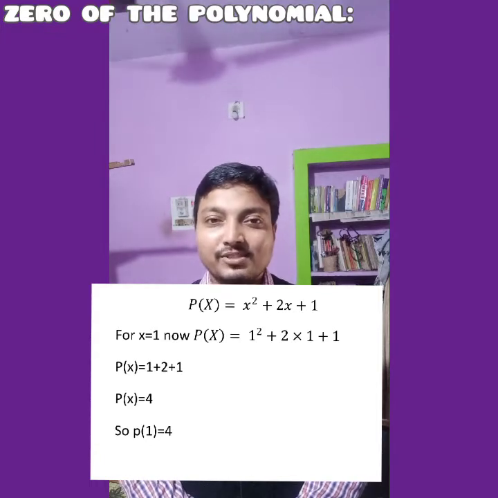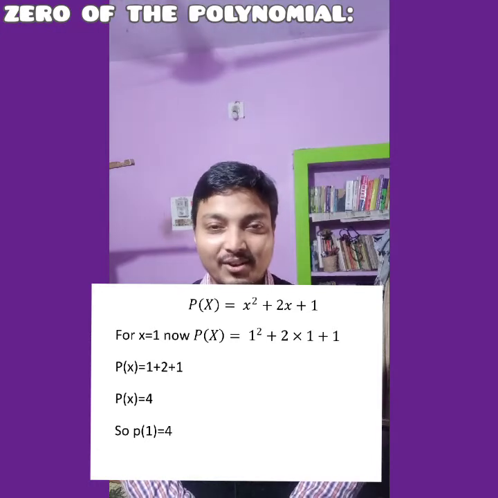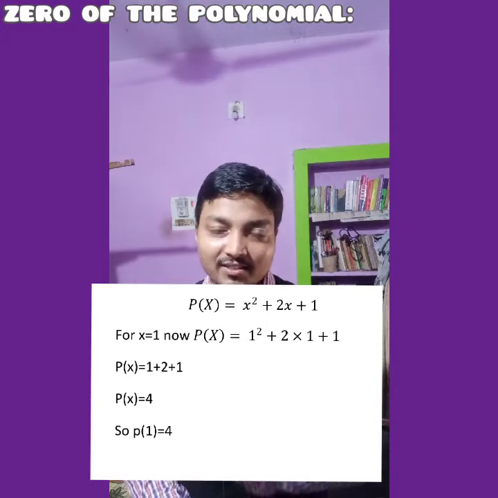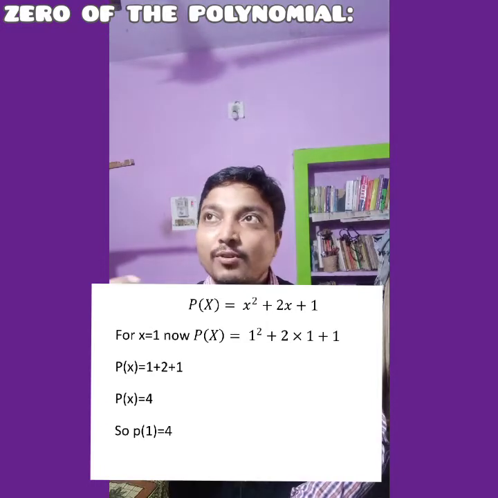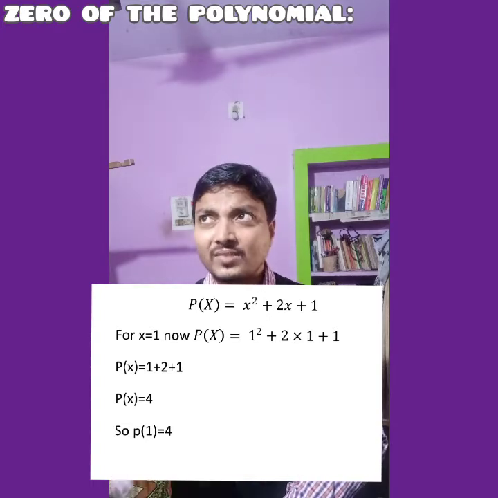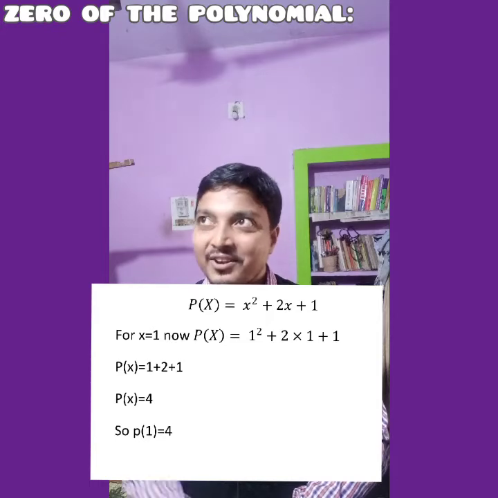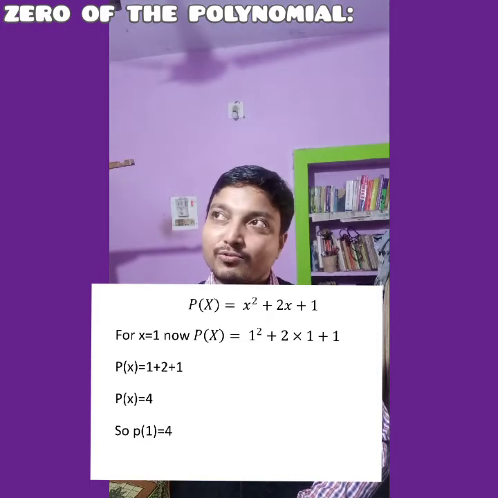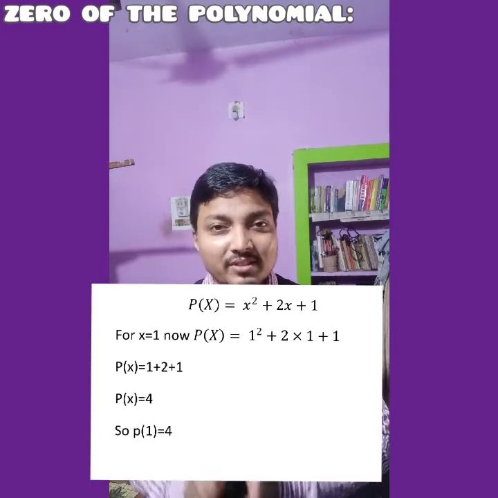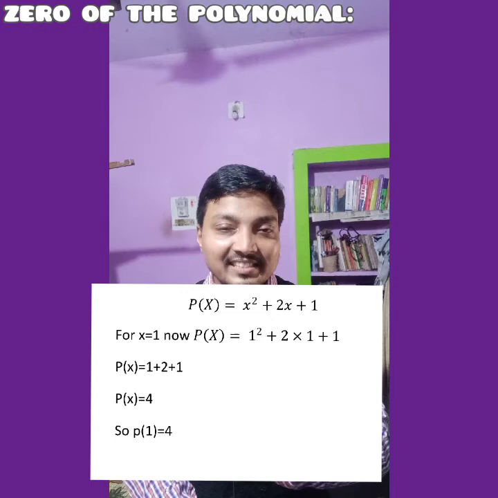Suppose I say to you, you just have to replace the x by putting 1. Wherever you get the x in the polynomial, in the place of that x, you just have to put 1. Then your polynomial becomes 1 square plus 2 into 1 plus 1, which is equal to 1 plus 2 plus 1, which is equal to 4. So this is called the value of the polynomial p(x) at x equal to 1.